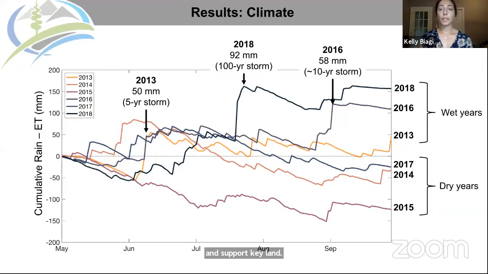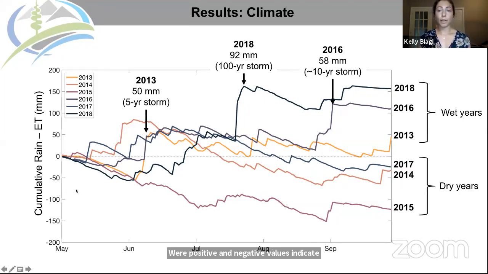The climate over the study period had distinct wet and dry years, which I've indicated on the side here. This is a plot of cumulative rain minus cumulative ET over the growing season, where positive and negative values indicate a surplus and deficit of water respectively.